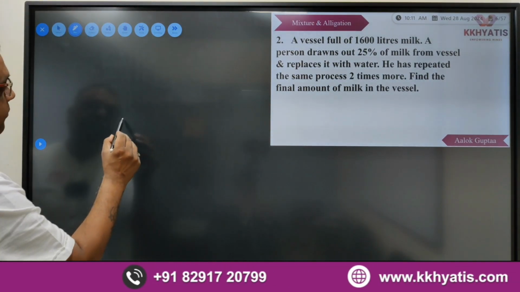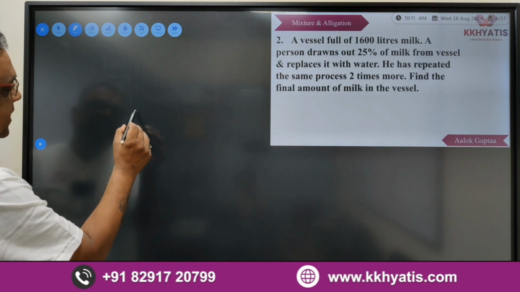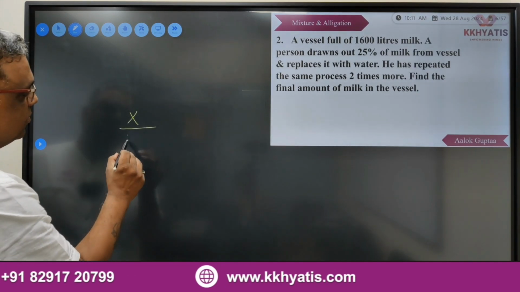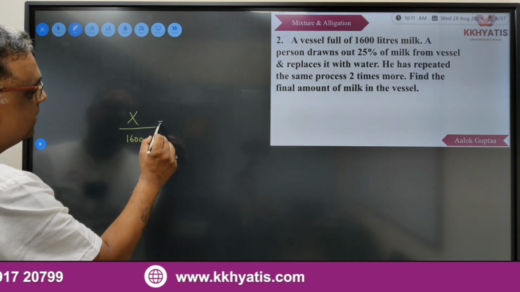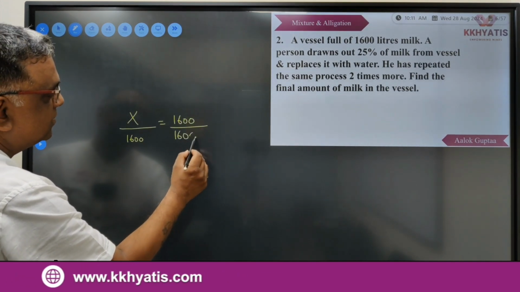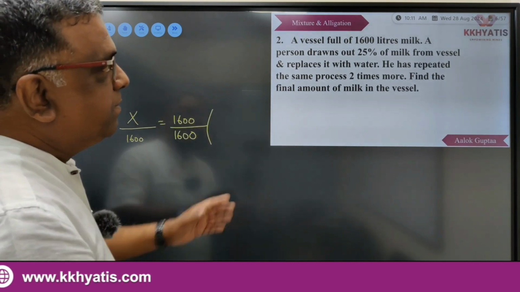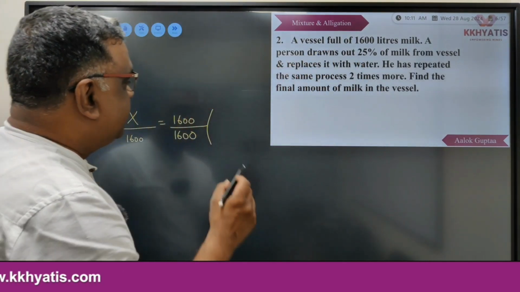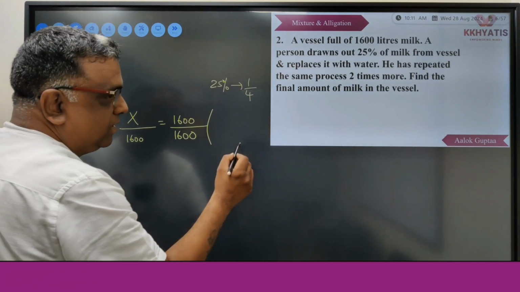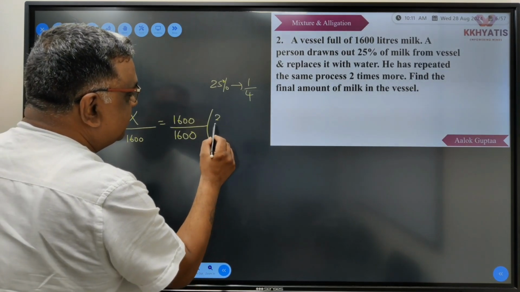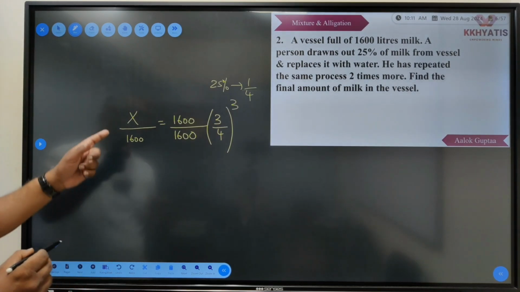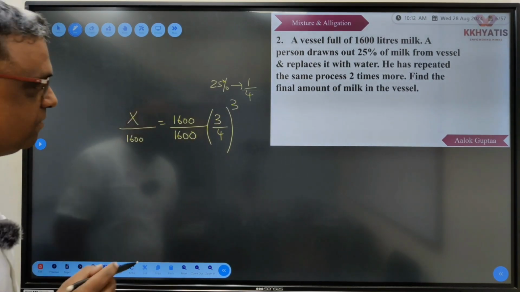So I can say the final amount of milk, let us say I am calculating that as X, which is left in the vessel, upon total initial quantity is 1600. Initial quantity of milk is 1600 and total initial quantity also is 1600. And I'm taking out 25%. So 25% corresponds, in terms of fraction, to 1 by 4, which means 3 by 4 is left. So fraction left is 3 by 4 and it is carrying this process 3 times. So this will give me the value of X, which is the final quantity of milk left.